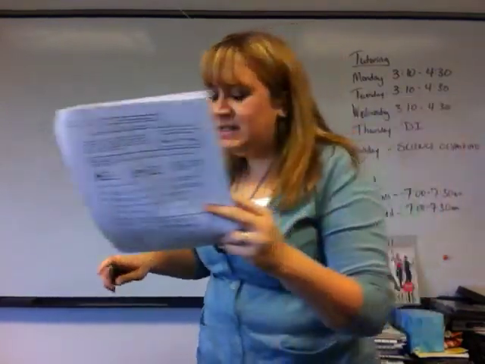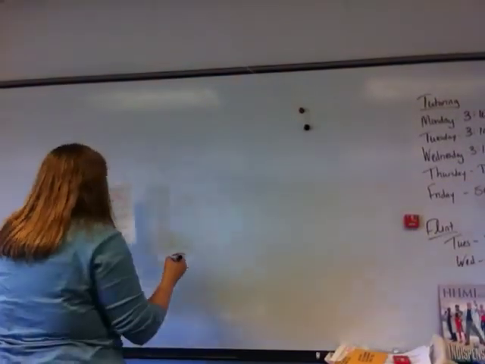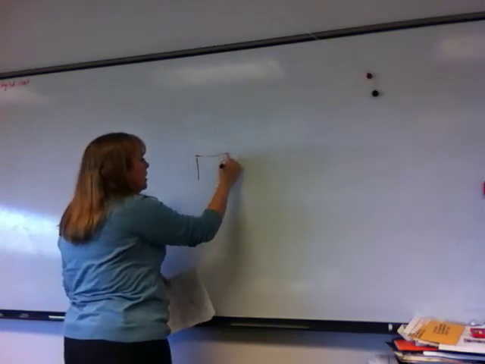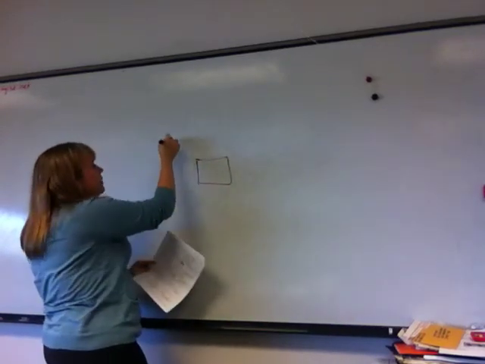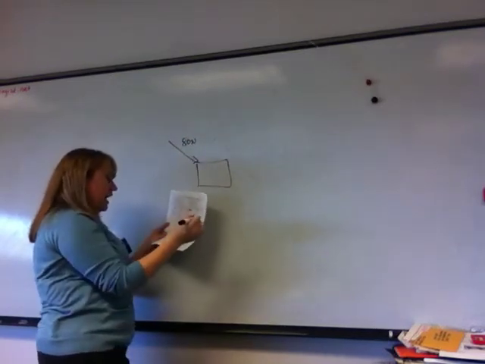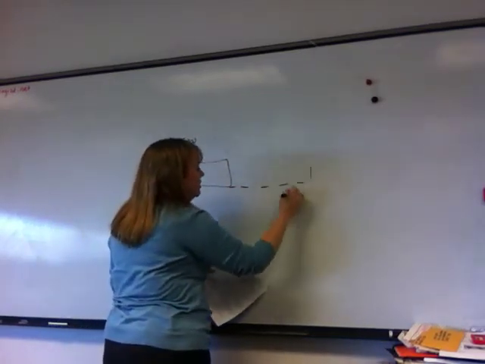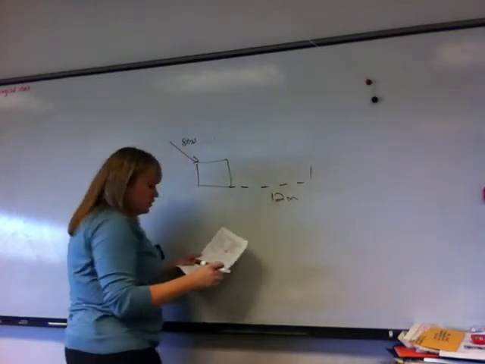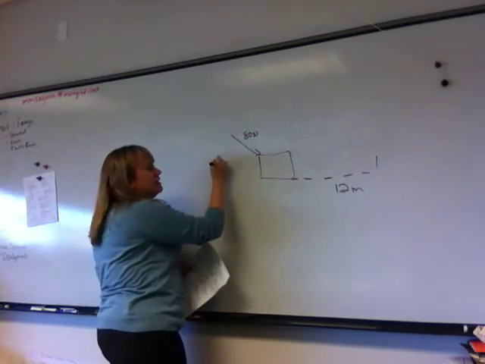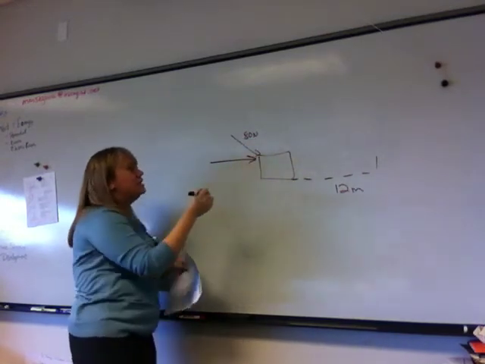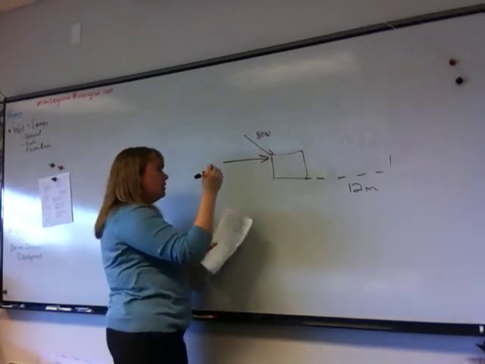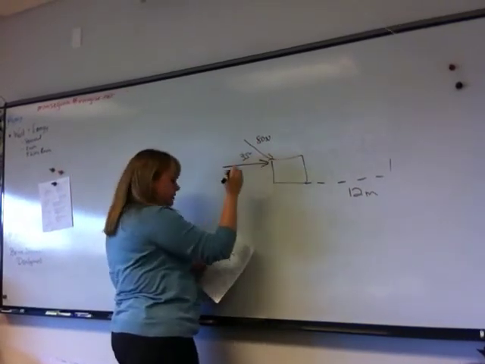All right, last one, number 10. If the box moves 12 meters to the right, calculate the work done on the box. So we've got a box right here. The force is being applied at an angle, an 80 Newton force, and the box is traveling 12 meters to the right. So the direction of travel is this way. 80 newtons here. The angle between the force and the direction is 35 degrees.